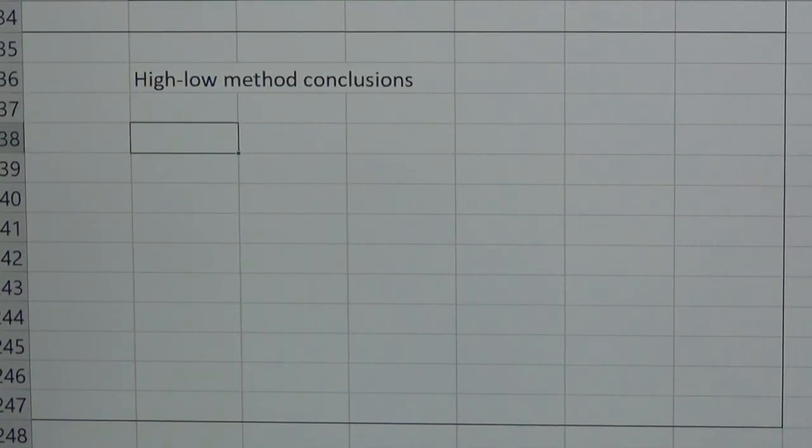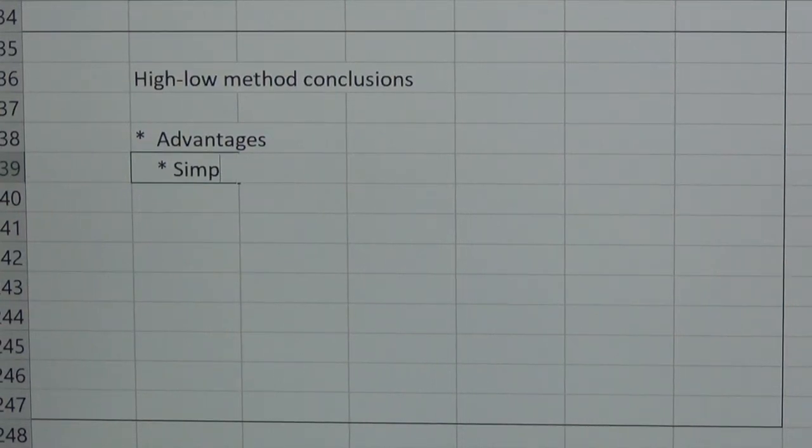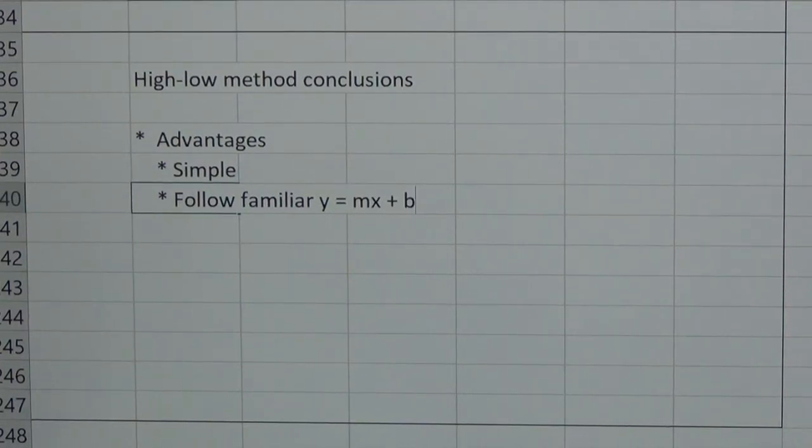So, High-Low method conclusions. The advantages: well, one, it's simple. I can type it. What else? It follows a familiar y equals mx plus b.